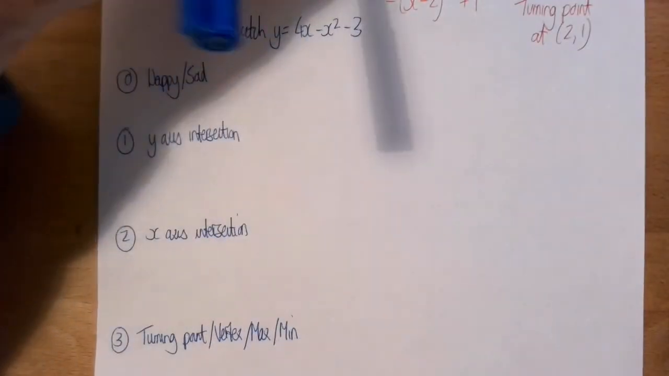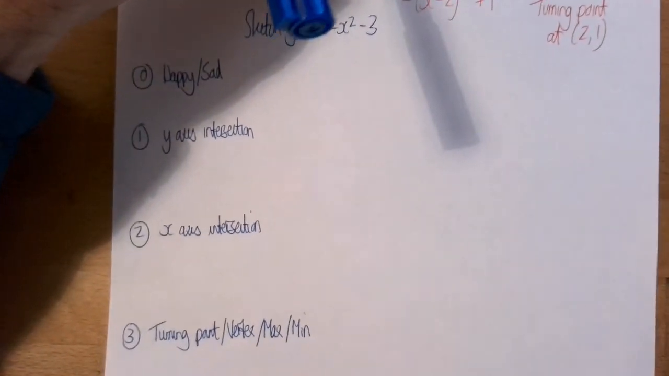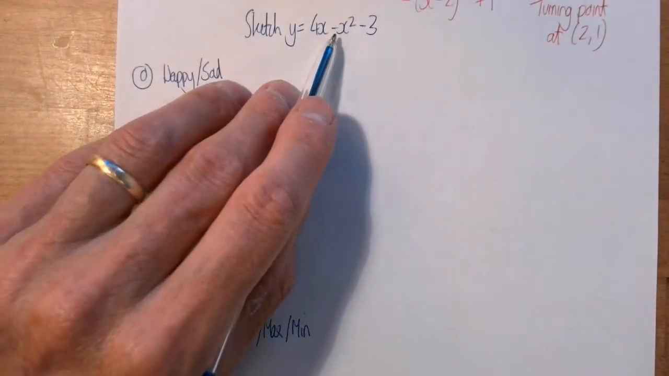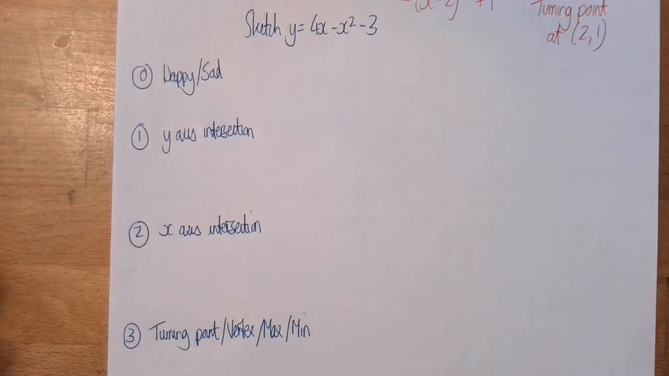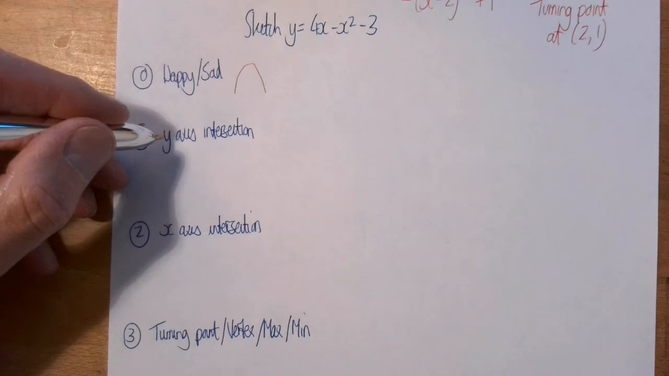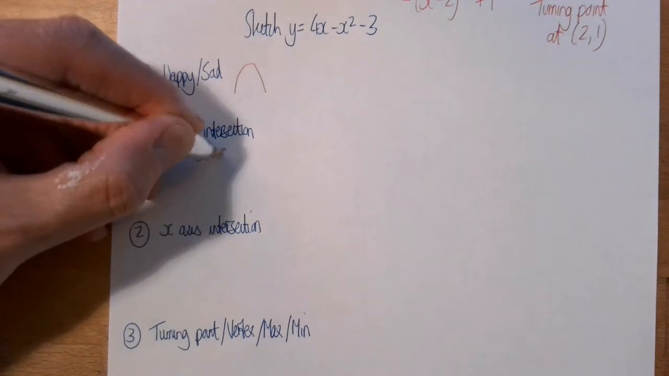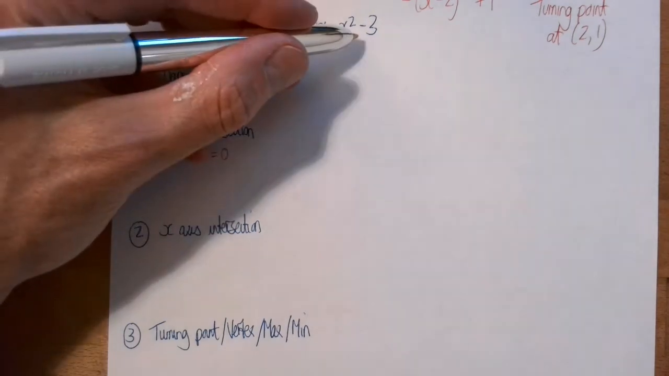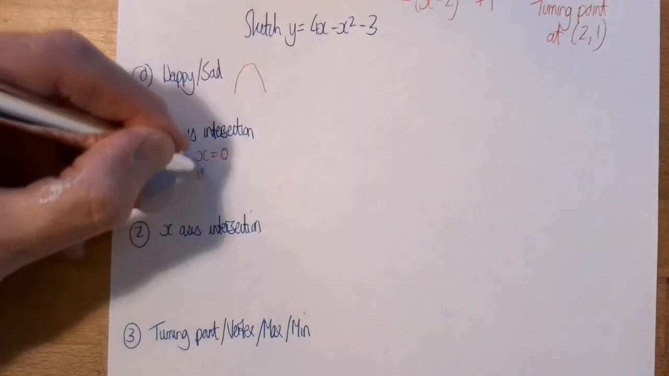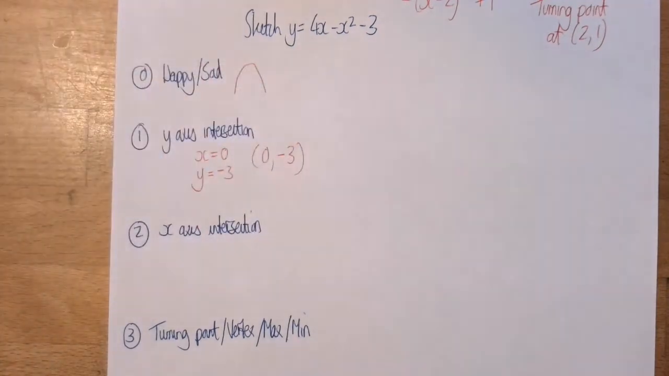So here's the other one that we've just solved and completed the square for. If we want to sketch it, this time we've got a minus x squared, so we know it's going to be a sad one. The y-axis intersection, that's what you get when x is 0. And when x is 0, you get minus 3. So we know it crosses the y-axis at minus 3.